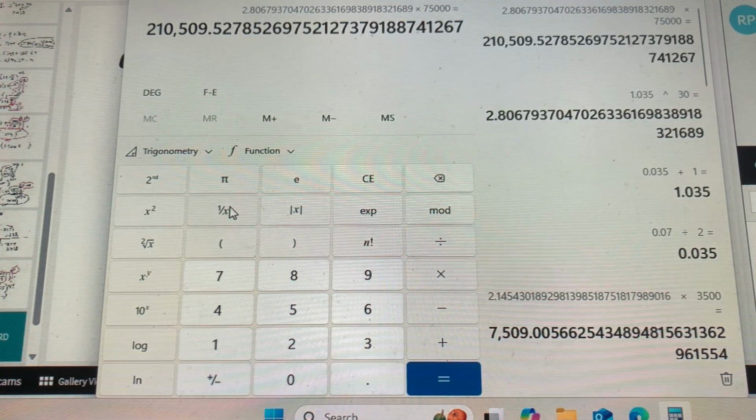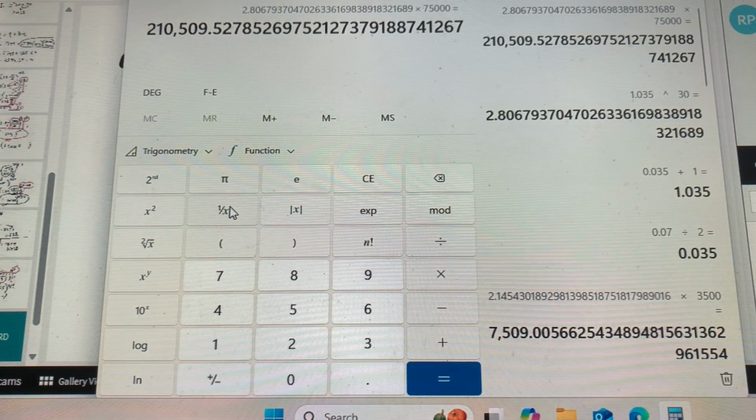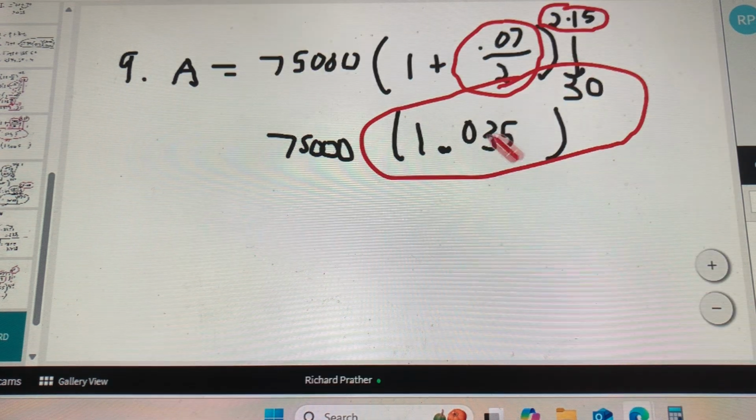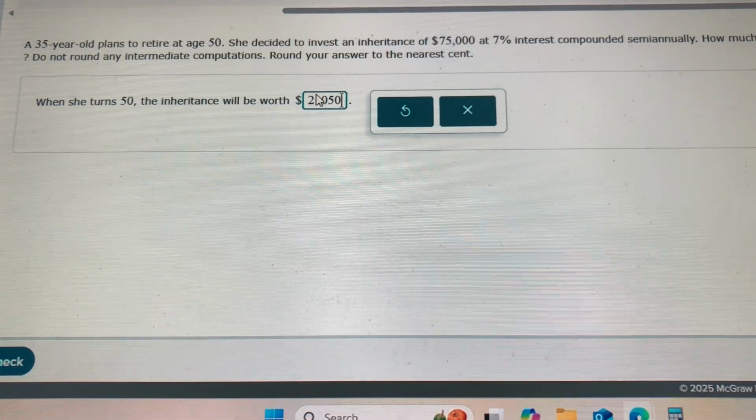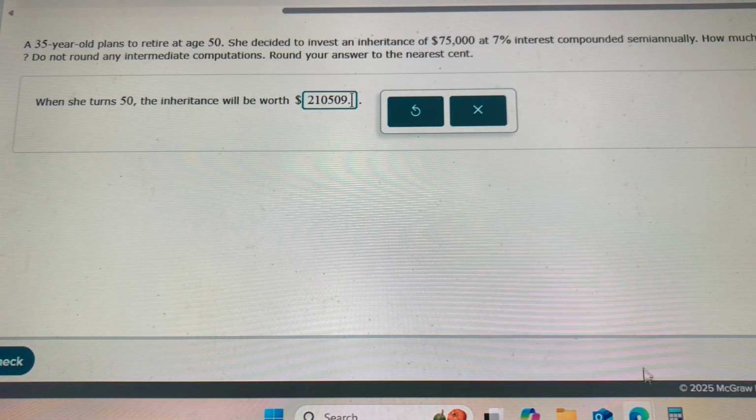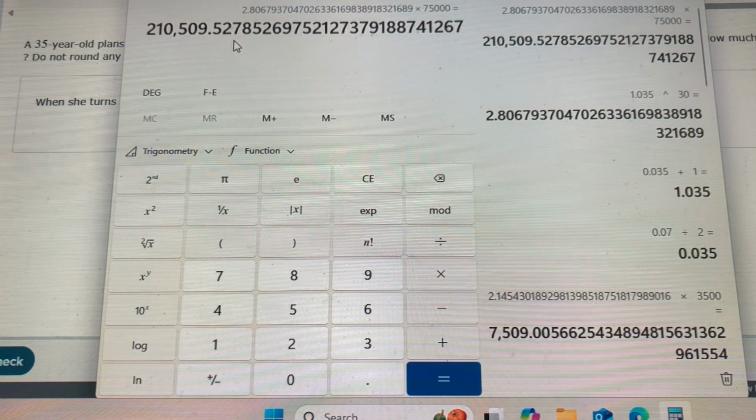See, she got 75,000 inheritance, but then 15 years from now, she could retire with over $200,000 and more than double or almost triple her money. 210,509. They're doing nearest cent every time. 52 cents, but there's a 7 after that, so make it 53 cents.